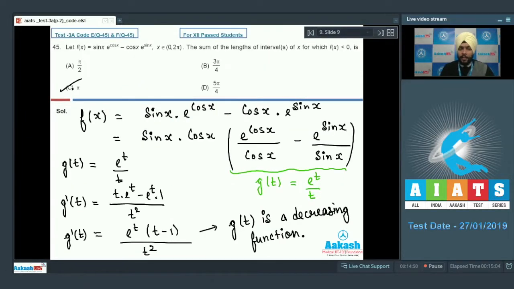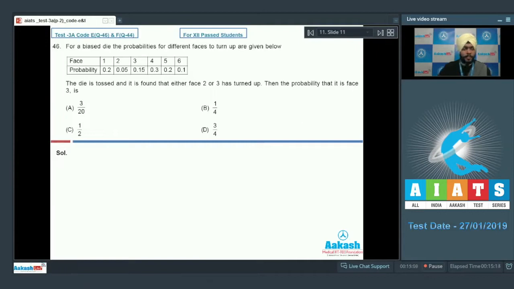Okay, let us move on to 46. Question number 46, based on probability, says that for a biased die, the probabilities for different faces to turn up are given below. Faces 1, 2, 3, 4, 5, 6 and the corresponding probabilities are 0.2, 0.05, 0.15, 0.3, 0.2, 0.1. The die is tossed and it is found that either face 2 or 3 has turned up, so it is conditional probability. Then the probability that it is face 3 is.